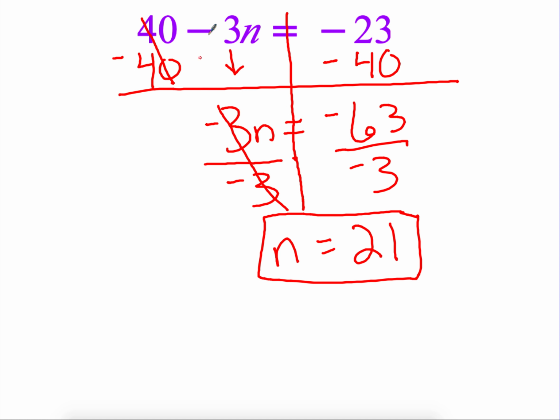Okay, so first we always get rid of that constant, the number that's not being multiplied or divided, by subtracting or adding. If this was a negative number, if that was a negative 40, I would have added 40 because negative 40 plus 40 equals 0. We're trying to cancel it out. Okay, and then after that, we would then get rid of our multiplication or our division by doing the opposite. And now I have my variable by itself.